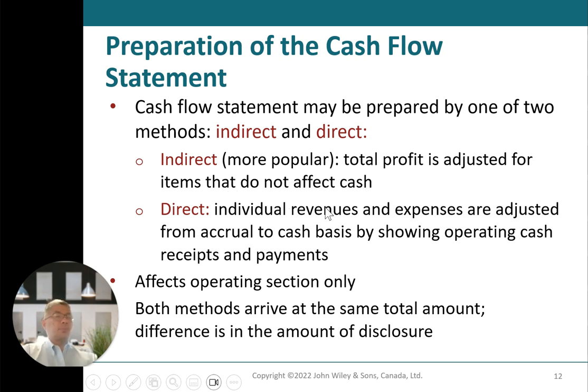Direct is based on individual revenue and expense, adjusted from accrual to cash basis by showing operating cash receipts and payments, the effect of transactions only. Both methods arrive at the same total amount. The difference is the amount of disclosure.